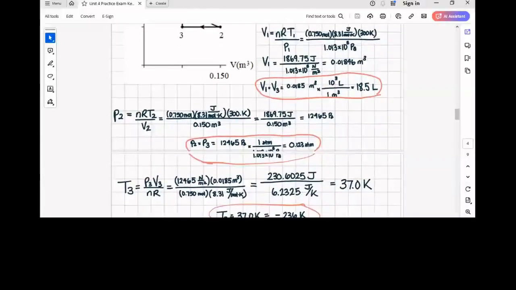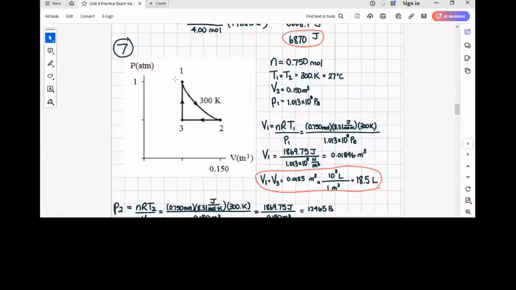To figure out the temperature that correlates with state 3, I can just go back to the ideal gas law. So I've got the pressure at state 3. I have it in pascals or newtons per square meter because I know I'm going to need to combine it with a volume in cubic meters. Divide that by 0.750 mole multiplied by 8.31 joules per mole Kelvin. And I end up with 37.0 Kelvin.